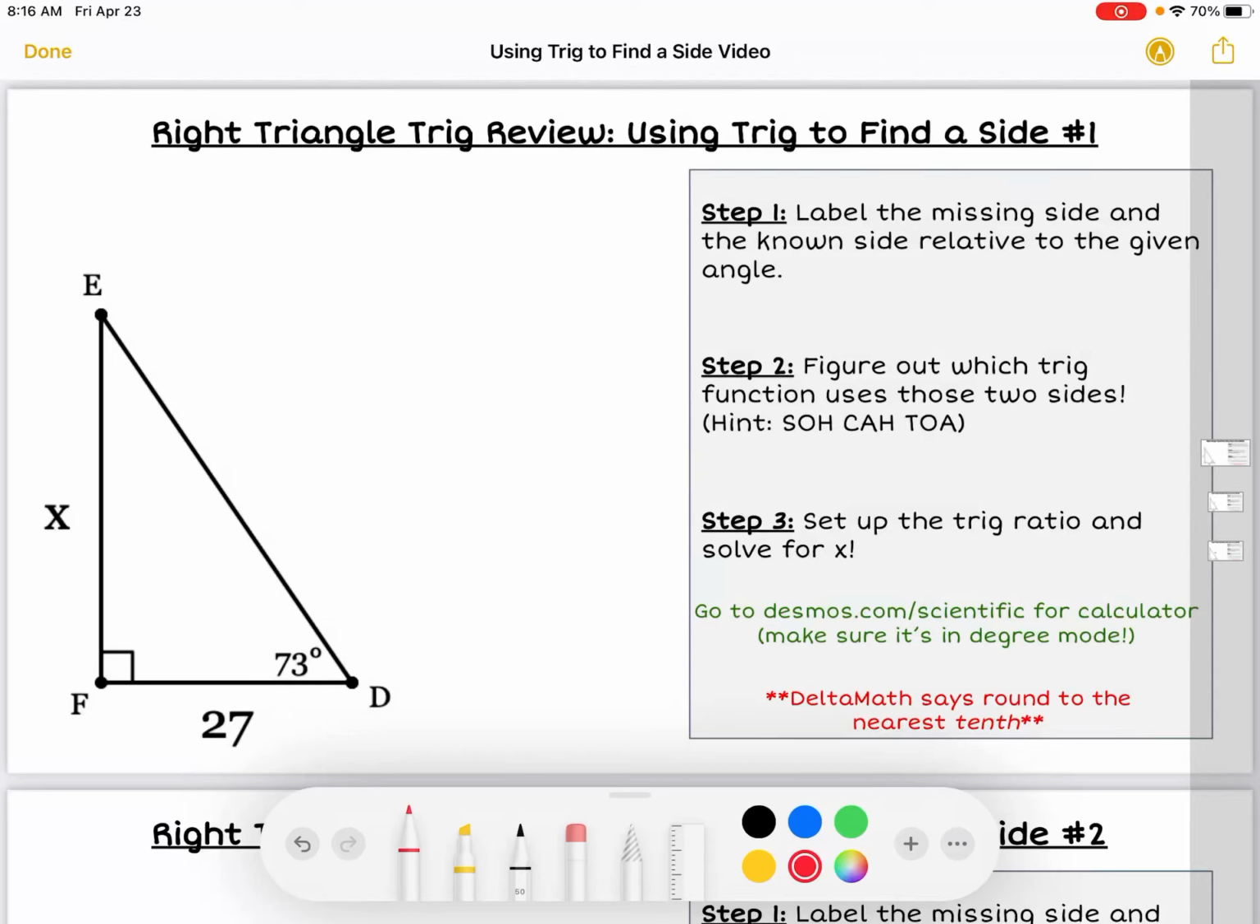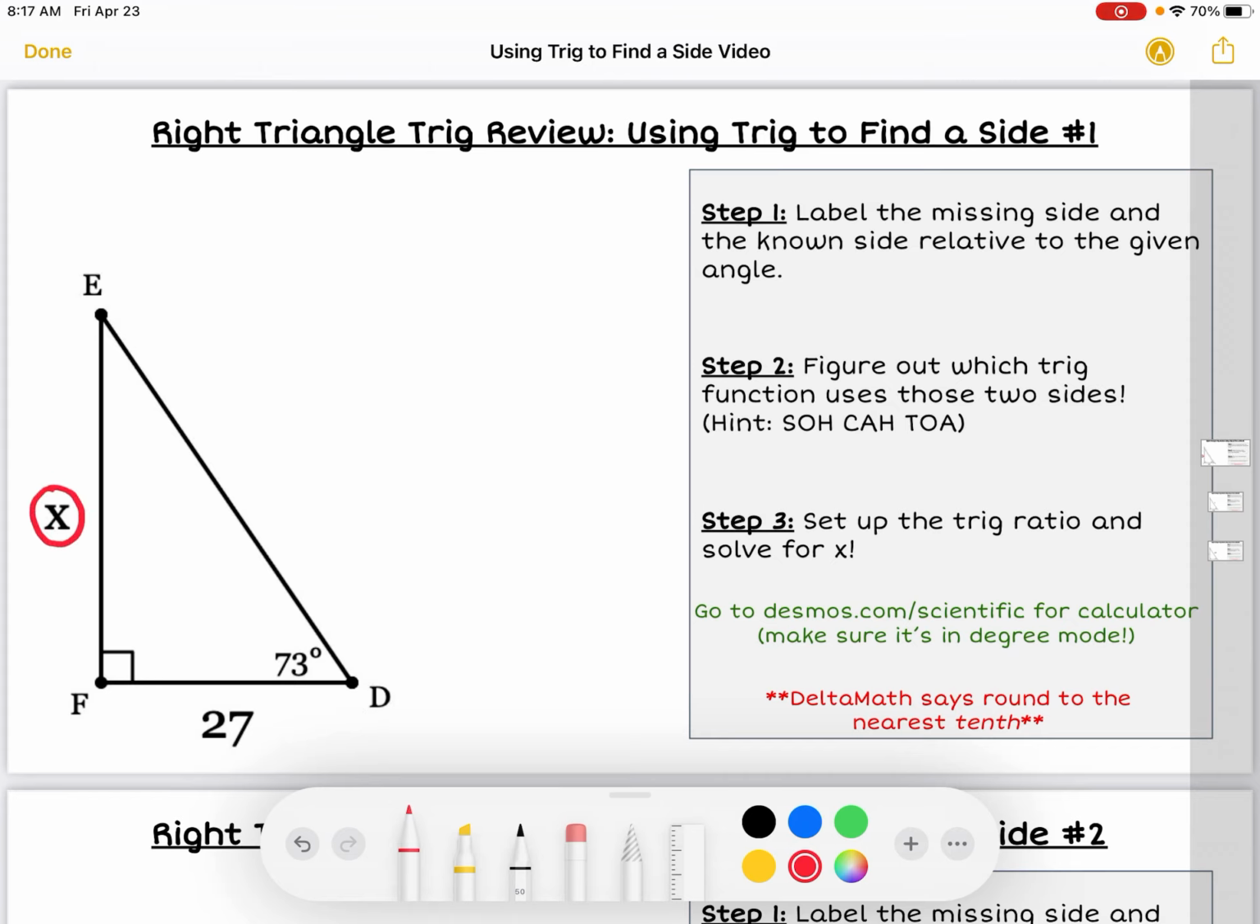Hi everyone, in this video I'm going to show you how to use trig ratios to solve for the missing side in a right triangle. So in this triangle DEF, we're given the angle D, which is 73 degrees, and then we're given the side DF, which is the length of 27, and we're looking to find the side which is labeled X.